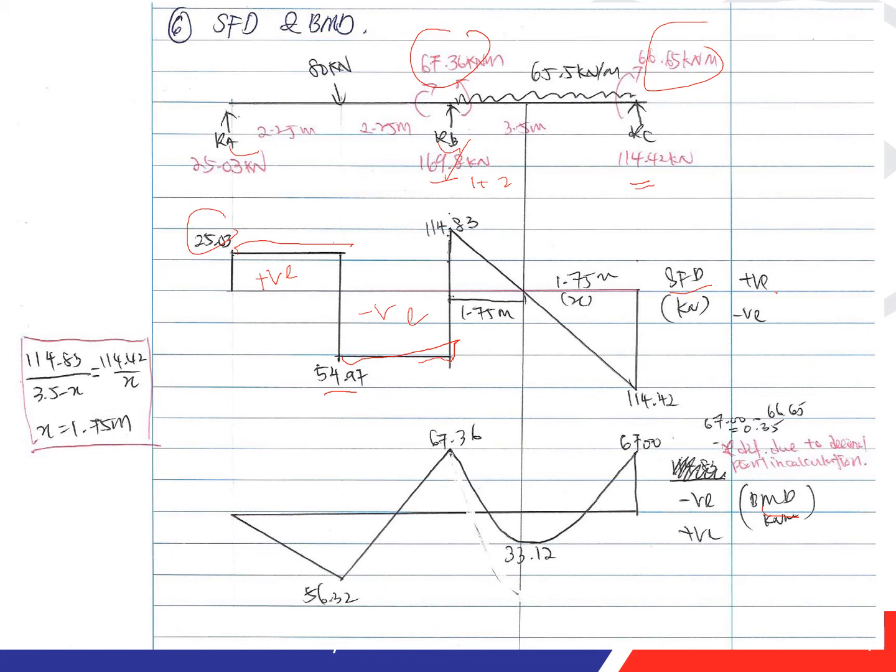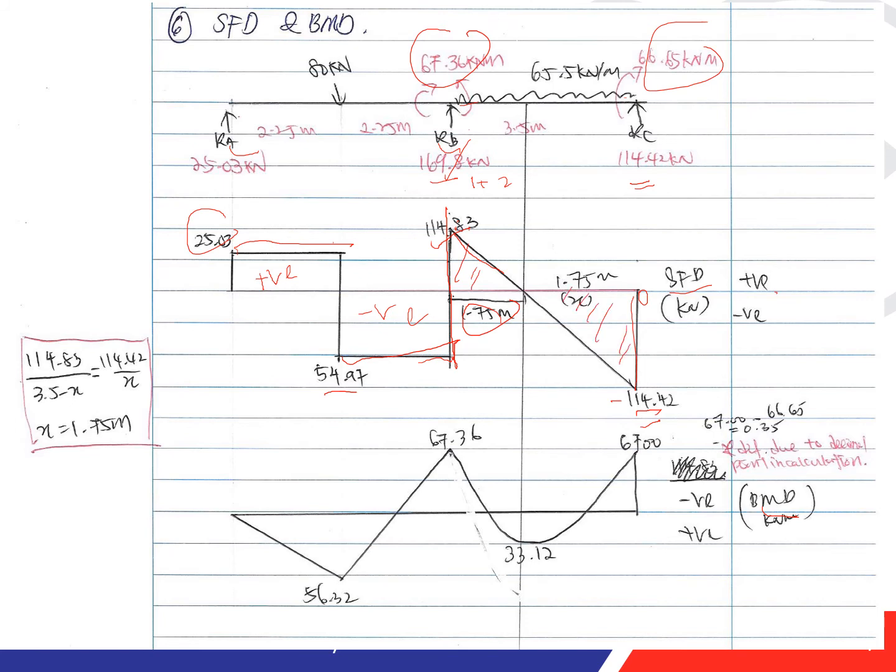So here you face the RB, which is 169.8 kilonewton. You plot, you go up here, and then it's 114.83. Then here you have the uniform distributed load. After you calculate, you will get negative 114.42. And then you have RC 114.42, so it's balanced at 0. This means that it is balanced, and then you need to get this distance in order to calculate this area for your bending moment.